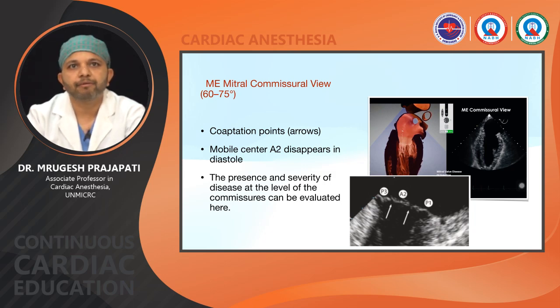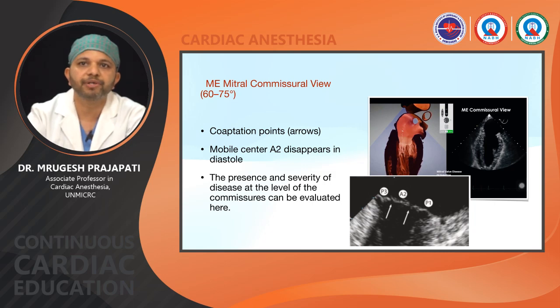Then the second one is mid-esophageal mitral commissural view, which is obtained at 60 to 75 degree. Here we can see 3 parts of the leaflets, P1, A2 and P3. The mobile center A2 is seen disappearing during the diastole. The presence and severity of disease at the level of the commissure can be evaluated here.